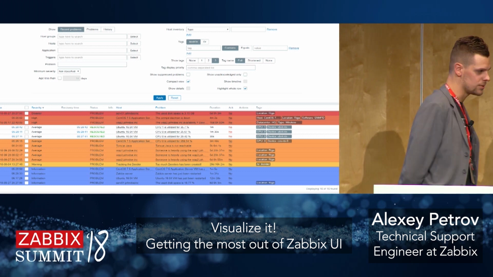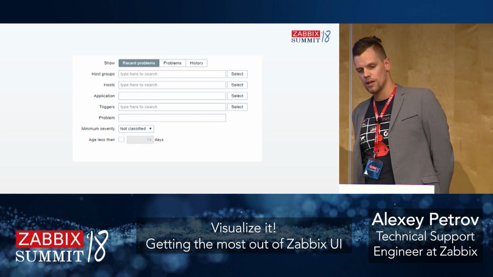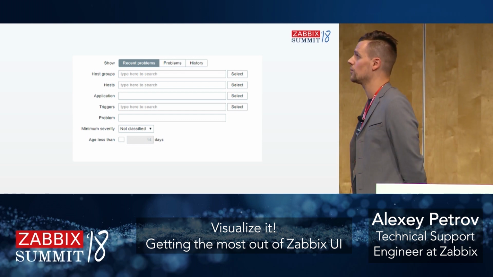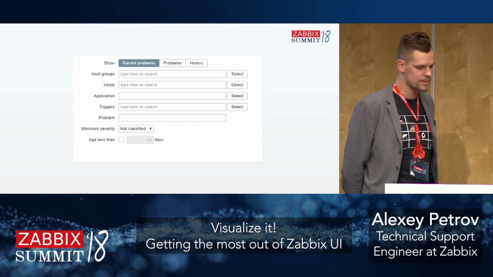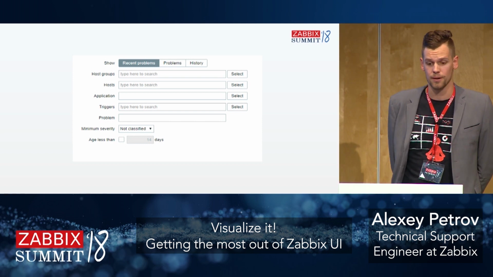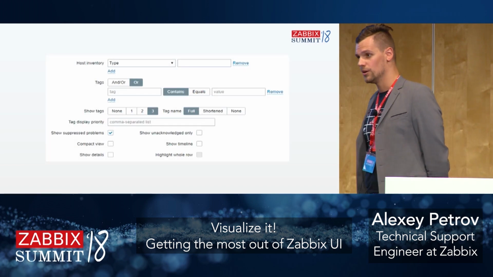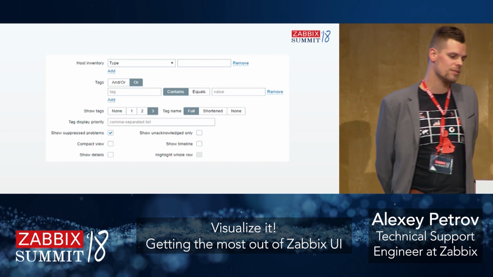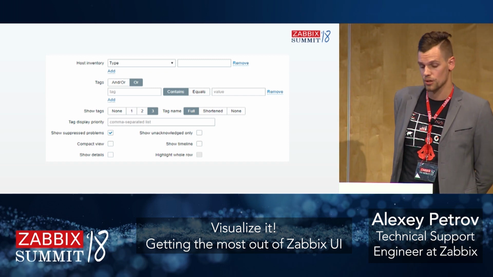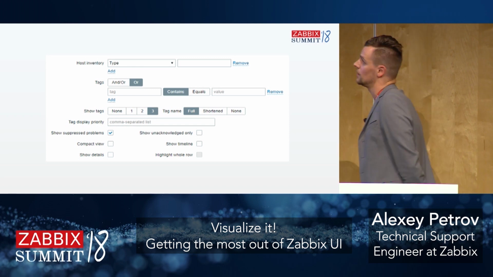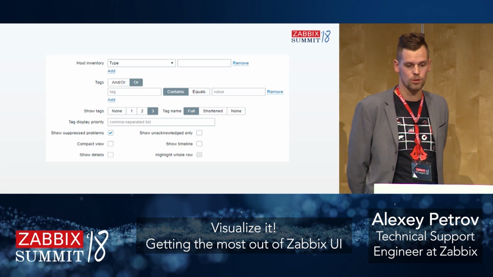Then we have a filter. So on the left in the filter, we have a lot of cool things like host groups or hosts, so you can place there only that information you really care about. But on the right, you have really cool filterings, like you can filter out by the host inventory. You can filter out by the tags. You can show the tags or hide the tags. So you can show the tags in full, shorten it, or not show them anymore.